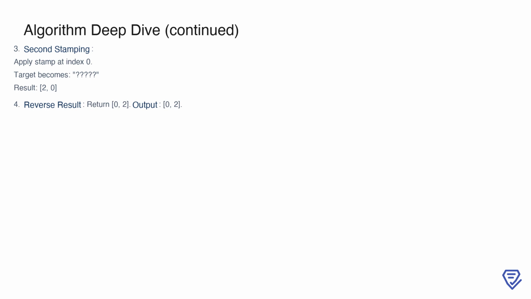At this point, the result list contains 2, 0. Finally, since we collected the indices in reverse order, we reverse the list to get the final output 0, 2. This represents the sequence of indices where the stamp was applied to successfully transform the target into question marks.